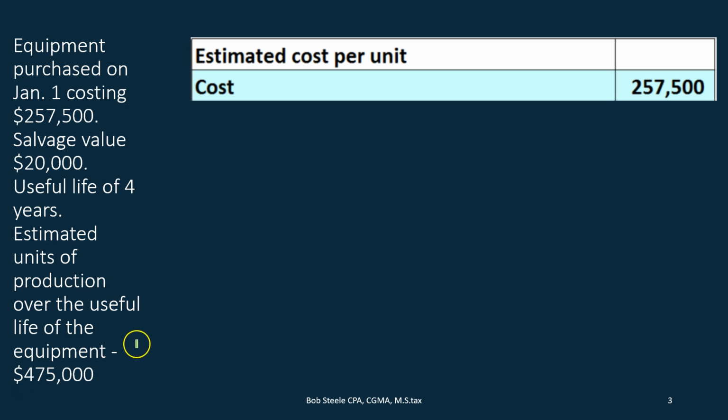So in this case, we believe that this thing is going to produce 475,000 units. So you can imagine that if we got a printer or something like that, a very expensive printer in this case, that on the box it says, this printer will produce 475,000 pages. That would be the life of the printer in terms of production of what it will produce.